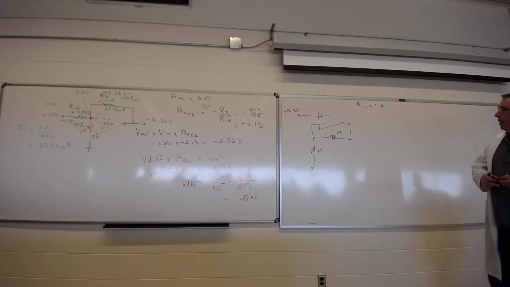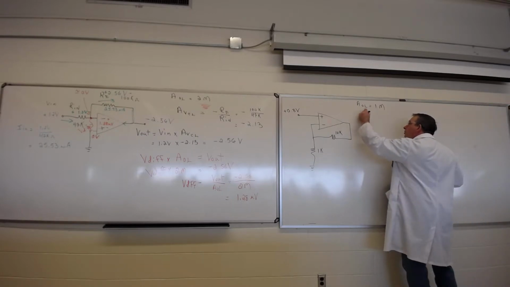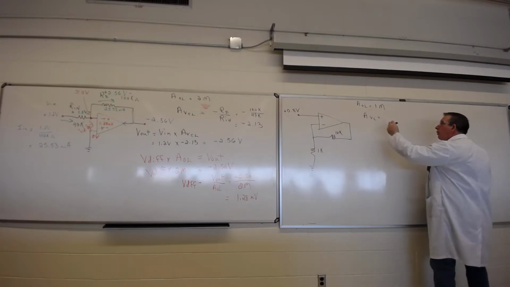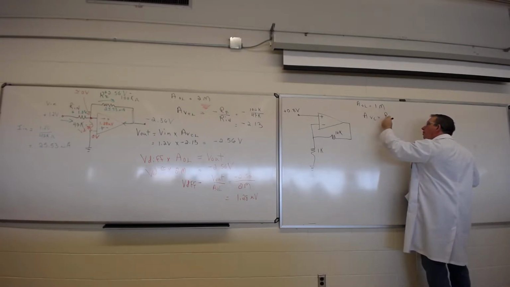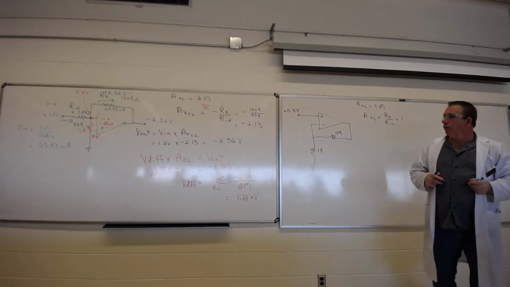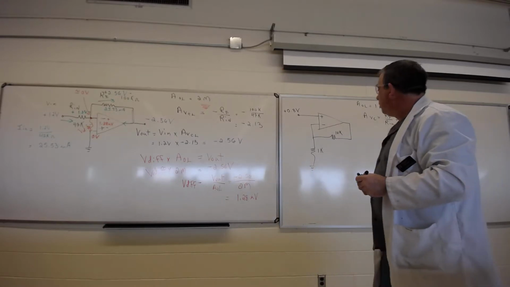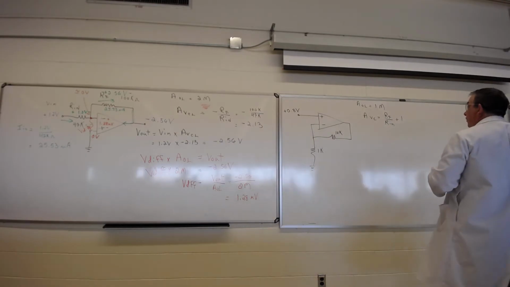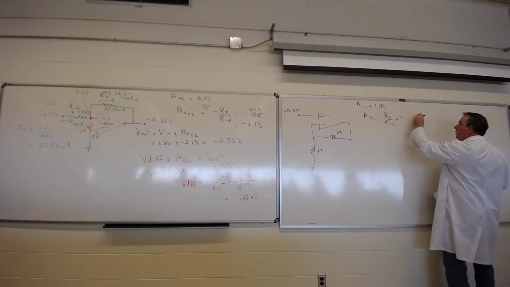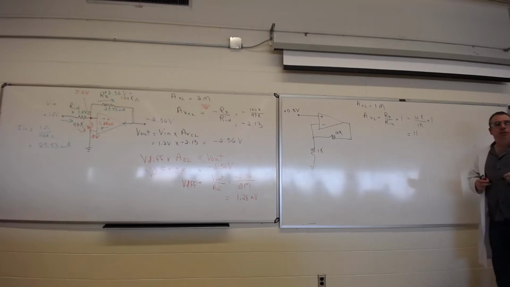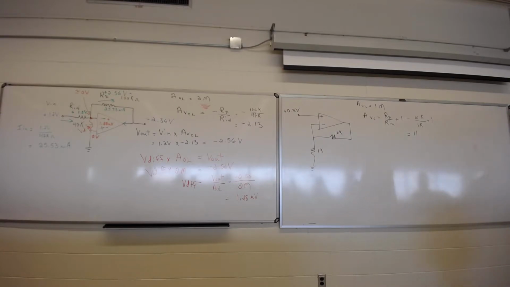So we'll start off the same way. We're going to determine, first thing, what's the closed loop gain? So AV closed loop. For this type of configuration, we know that it is RF over RN plus 1. So in this case, we've got 10 divided by 1, plus 1, so our gain should be 11. That should be your closed loop gain.